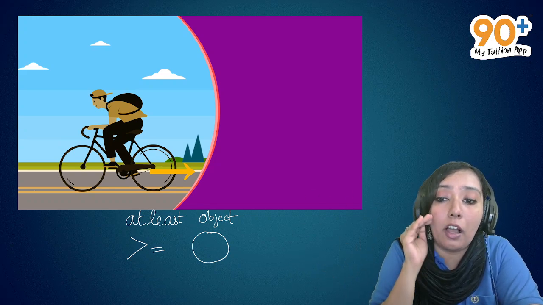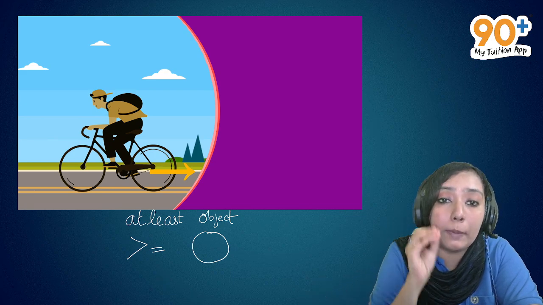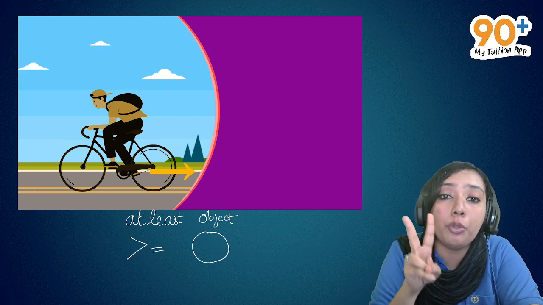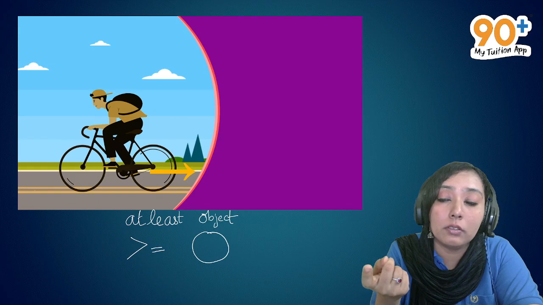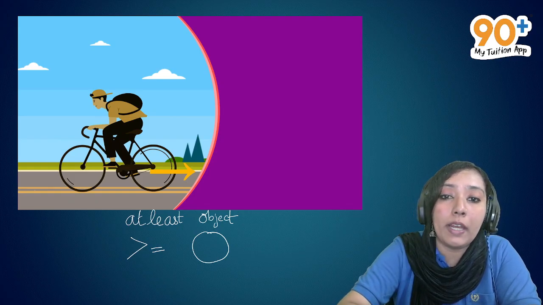So for a force to come into action, there should be at least two objects. There can be more. How will it be more? Tell me, can you give one example?